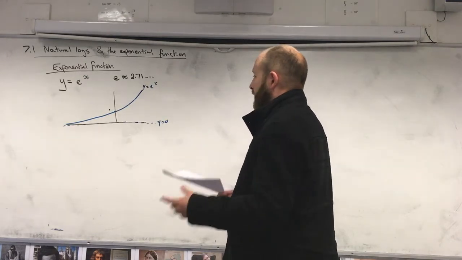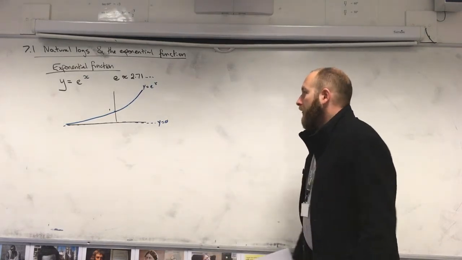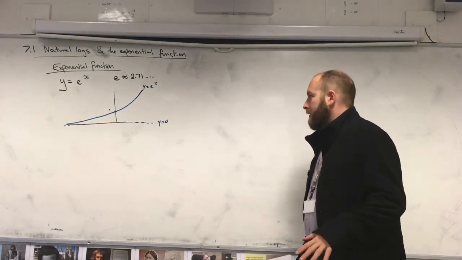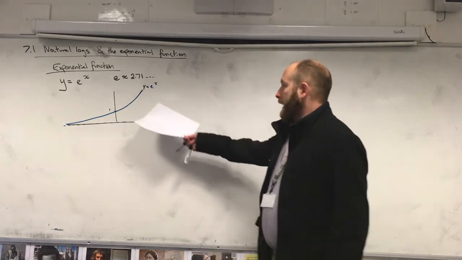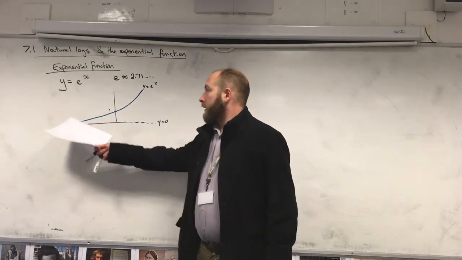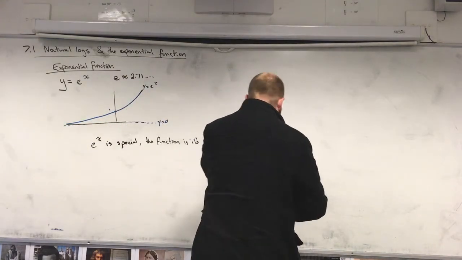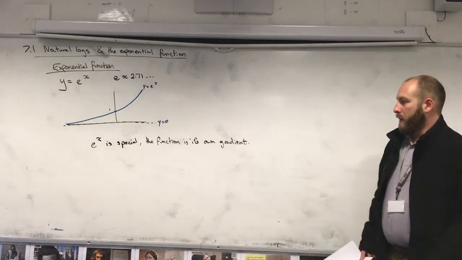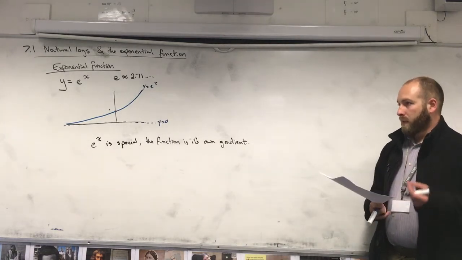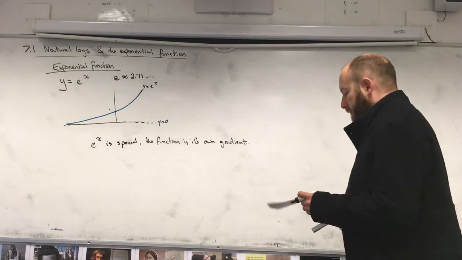And e is a special function, so it's the only function that is its own gradient. That's going to make more sense when we do calculus and look at differentiation. But the gradient at any point on this curve is equal to e to the x. So the function is its own gradient. We'll be talking about that a lot more when we move on to gradient functions and differentiation.